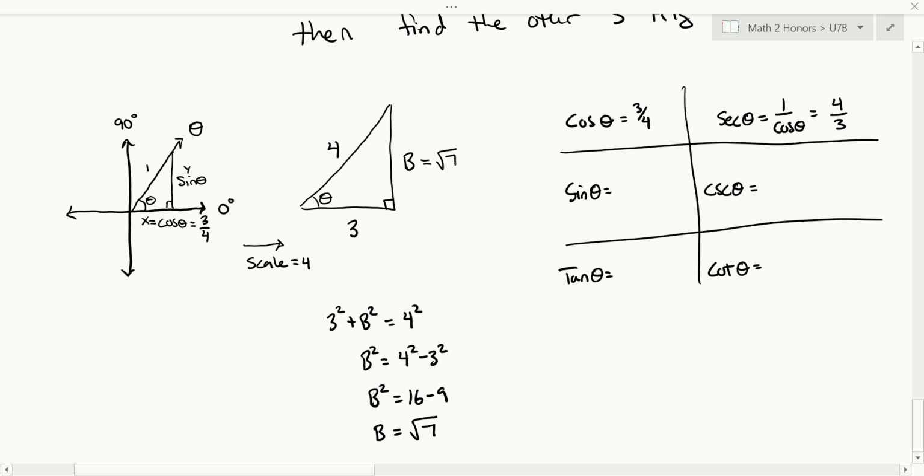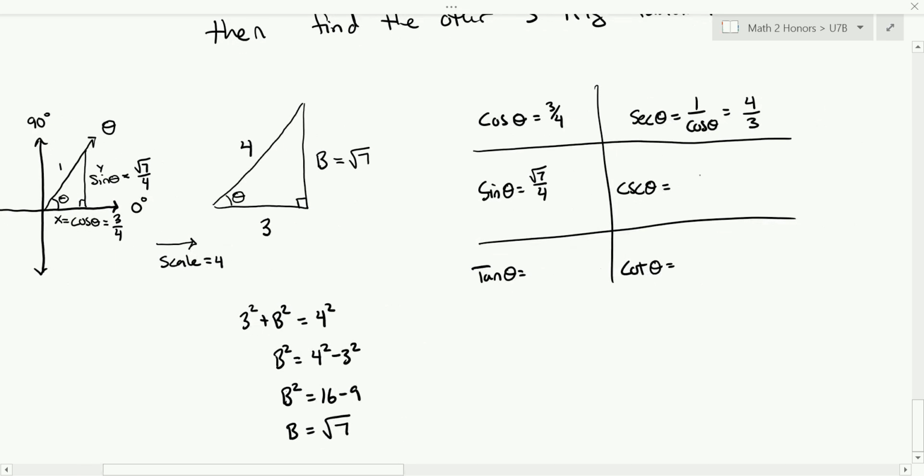Now let's scale it back down. So if you scale up by multiplying by 4, how do you scale back down? Divide by 4. So like if I divide 3 by 4, I get my 3/4. If I divide 4 by 4, I get my 1. So what's the sine going to be? Root 7 over 4. And now we found our sine, root 7 over 4. And then once we get there, we don't need the picture anymore. We just work with our numbers.